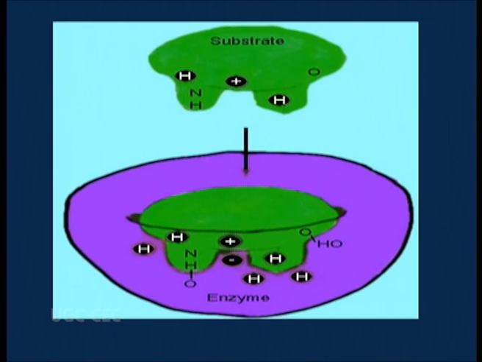Enzyme-substrate binding involves temporary hydrogen and/or ionic bonds at the active site. Enzymes can be denatured and precipitated with salts, solvents and other reagents. They have high molecular weights ranging from 10,000 to 20 lakhs.